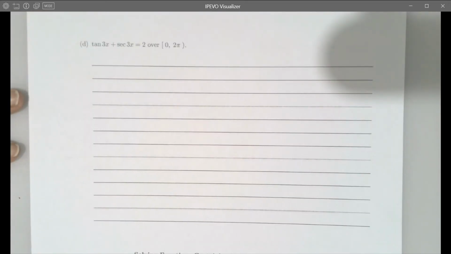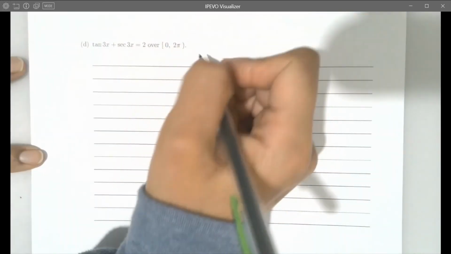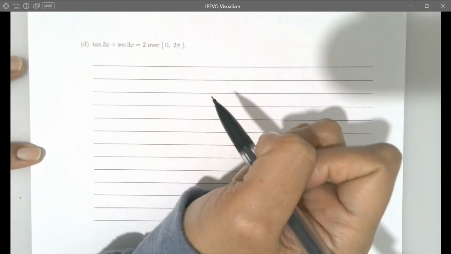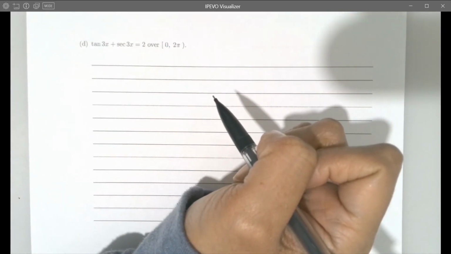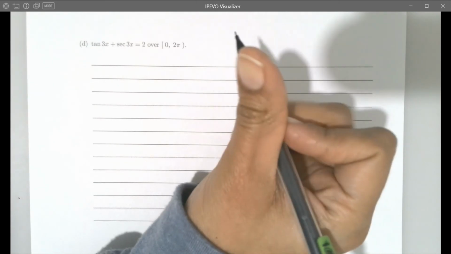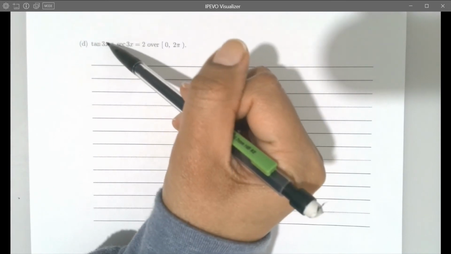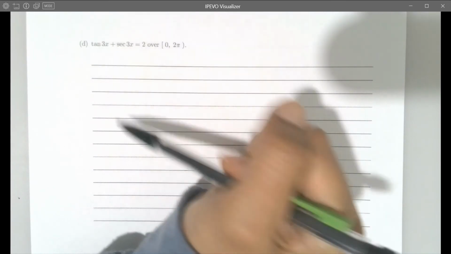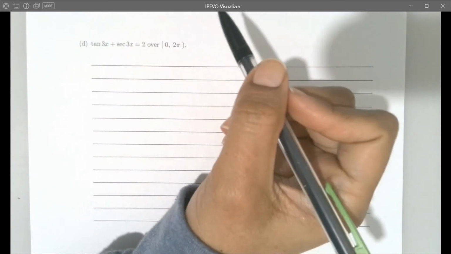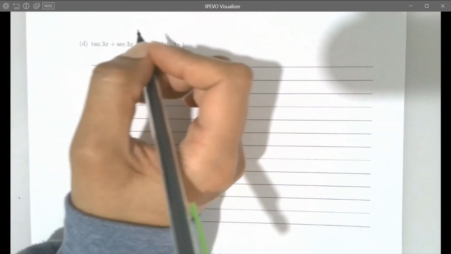We're going to take a look at one last example, 6D. And this is tan of 3x plus secant 3x is equal to 2. And we want x being in the interval 0 to 2 pi. So let's first try to get rid of the fact that we have two different trig functions, and then we'll worry about the fact that we also have a coefficient other than 1 for the argument, meaning for the angle.